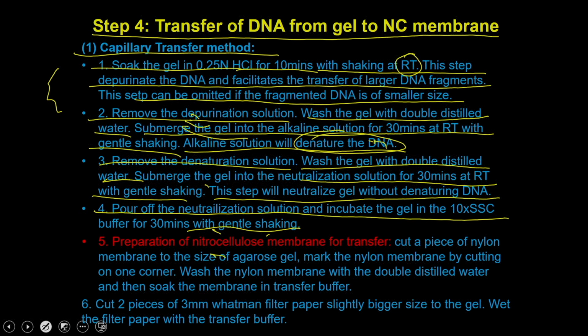While you are doing all these procedures, you can also prepare the nitrocellulose membrane for transfer. So you can cut a piece of nylon membrane to the size of the agarose gel. Mark the nylon membrane by cutting one of the corners.